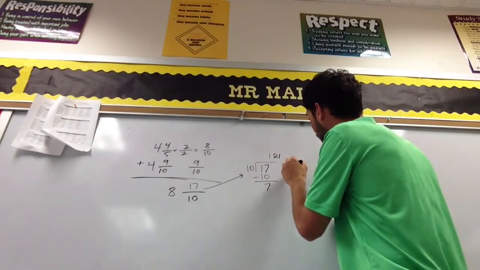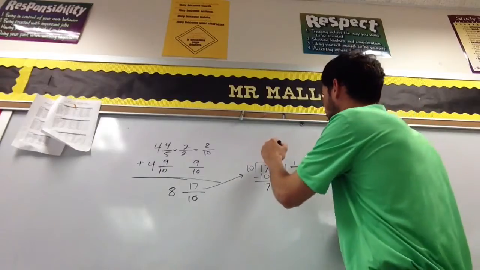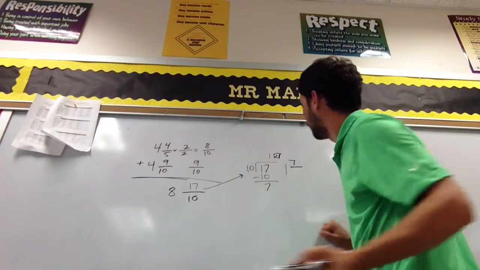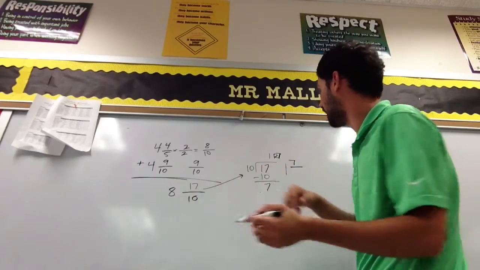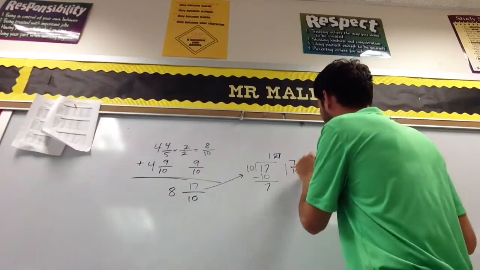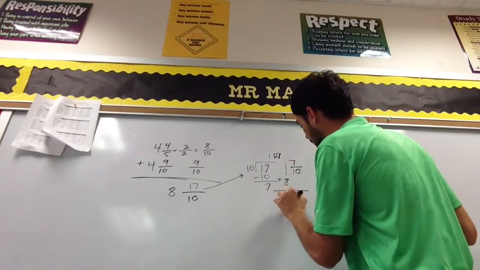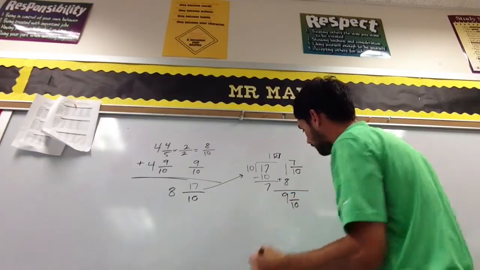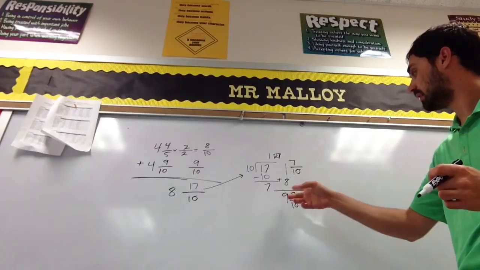The remainder is our, oops, that should be 7, right? The remainder becomes our numerator, our top number, and our denominator stays the same. And then I had that 8, so I add that 8 on. Okay, so that would be 9 and 7/10.